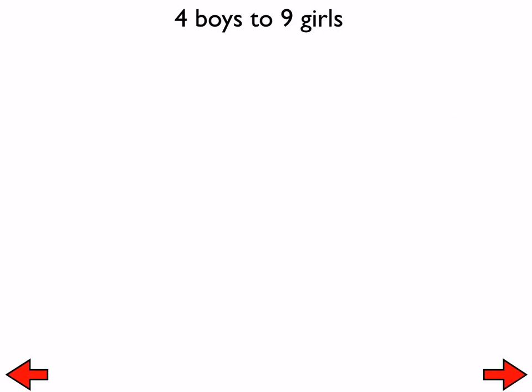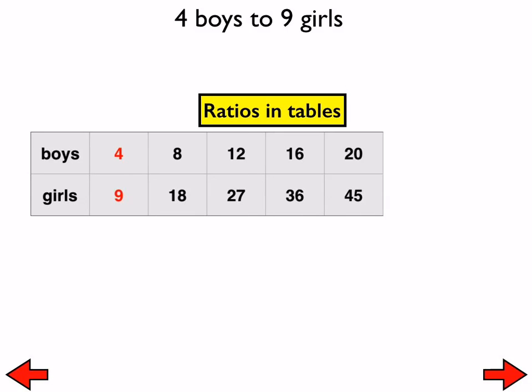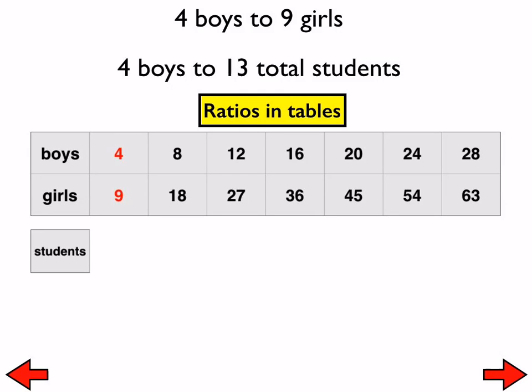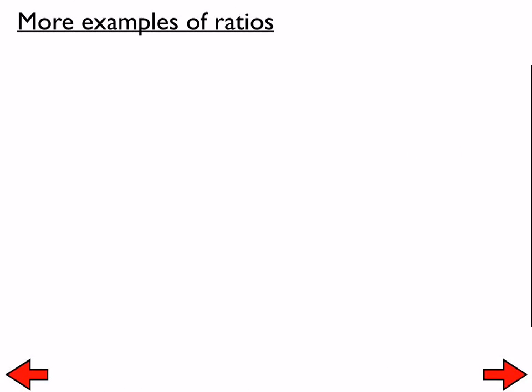And if we thought about that in terms of a table, it might look something like this. So our original ratio that we were given was 4 boys to 9 girls. And if we continue with that ratio, multiplying both number of boys and number of girls by 2, we get 8 out of 18, and so on. And these, of course, are all equivalent ratios. They're all equivalent to 4 out of 9. And then we could make a third row there by taking a look at total number of students. So I'm just bringing this up because these are things that you would have done in the 6th grade. Okay? So more examples of ratios.